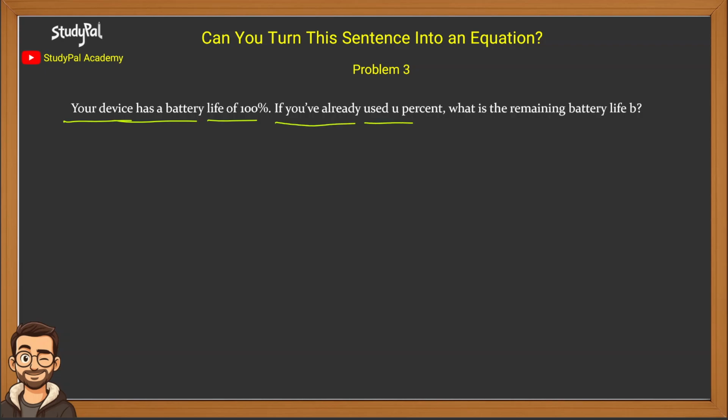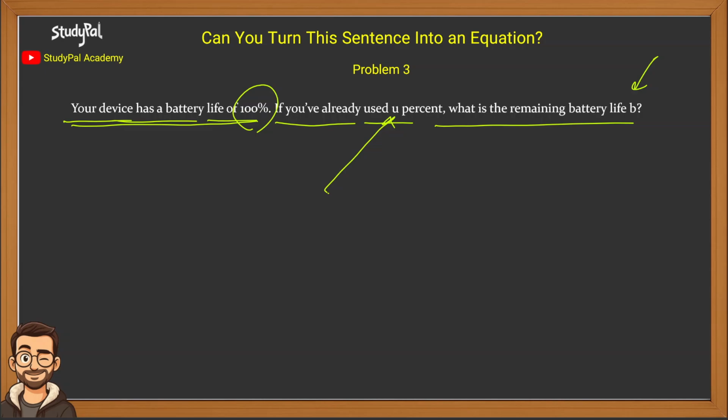The next and last question says your device has a battery life of 100%. You've already used U%, which is something. What is the remaining battery life, B? What are the variables? We have two variables here. The remaining battery life, which can change. The total capacity of your battery doesn't change because it's always 100. It doesn't matter if it's charged or not. The total capacity is 100%. But the remaining battery life can change as you use your device. And the amount of battery that you use also changes with time.